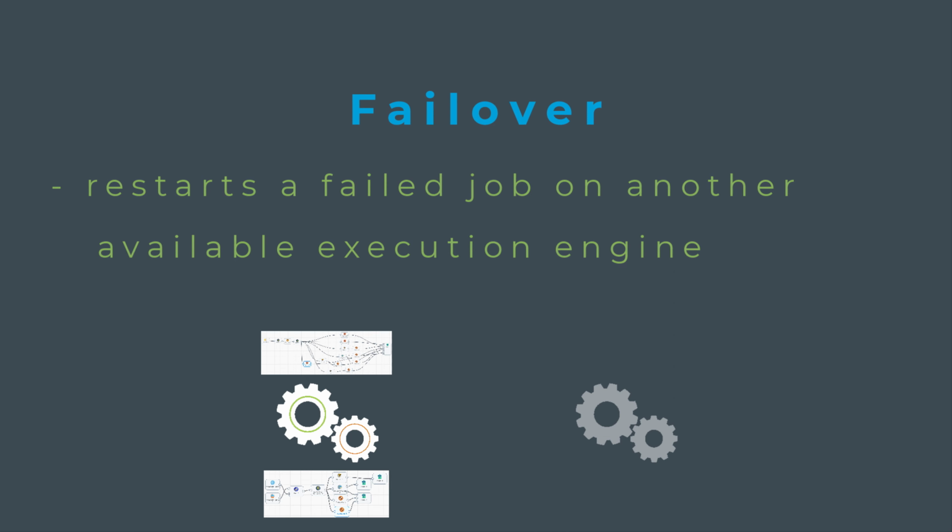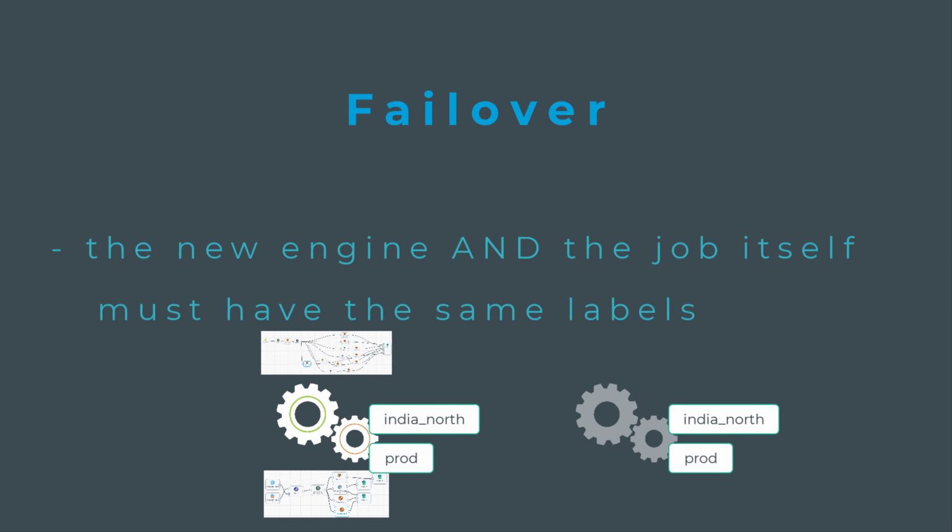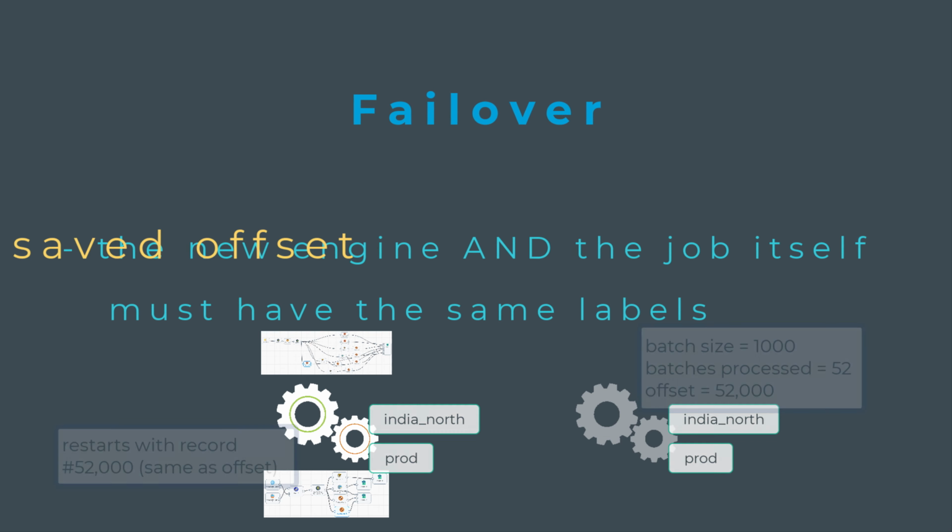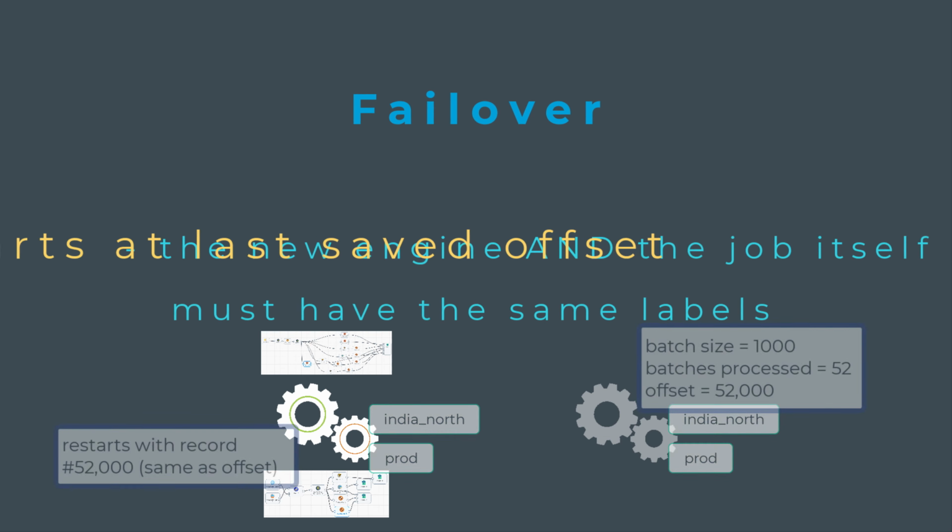First, you will need to ensure that failover is enabled on all of your engines. Failover works by restarting a failed job on another available execution engine that is assigned all of the same labels specified for the job, starting from the last saved offset. Failover ensures that a failed pipeline automatically restarts in the following situations.